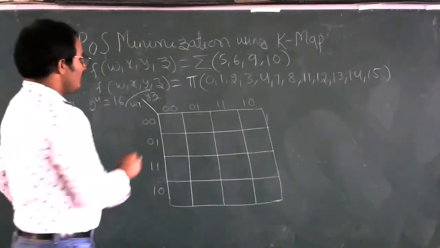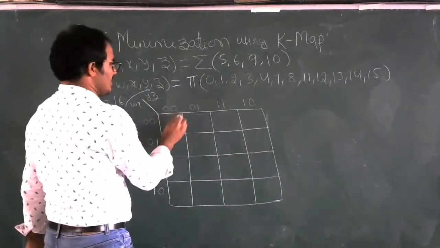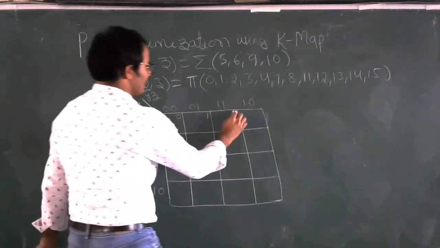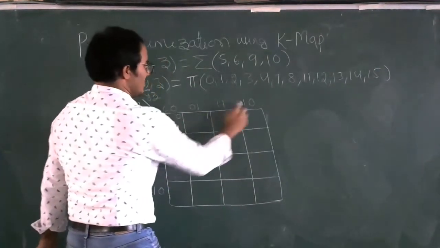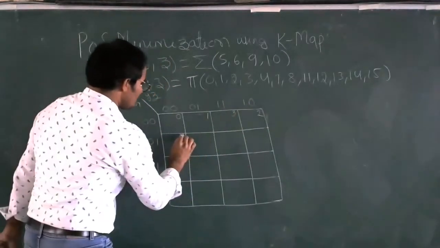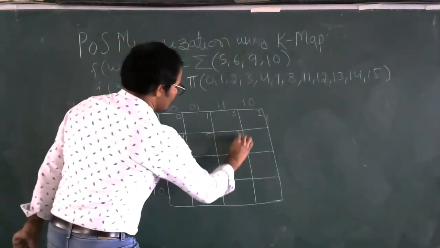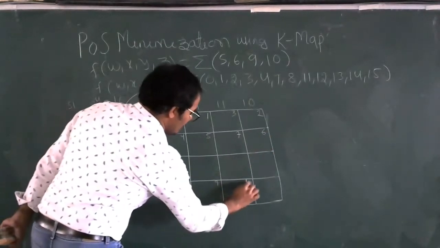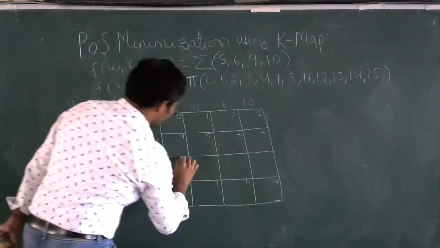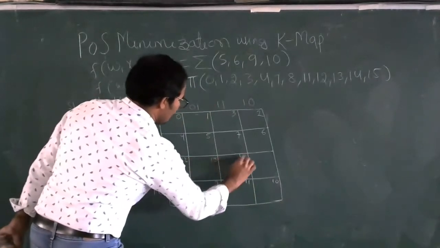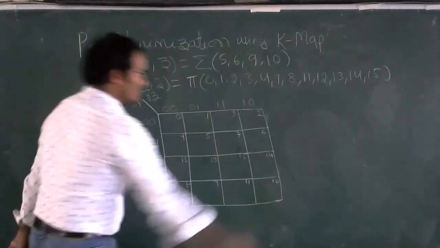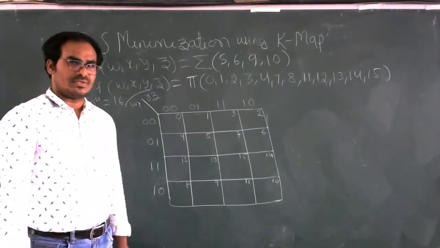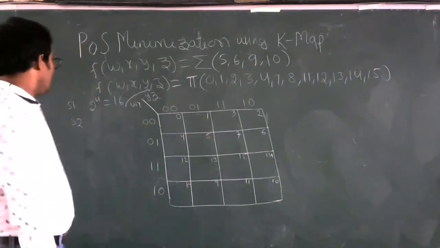Let us proceed. The cell numbers are 0000 refers to 0, 0001 is 1, 0011 is 3, 0010 is 2, then 4, 5, 7, 6, 8, 9, 11, 10, 12, 13, 15 and 14.